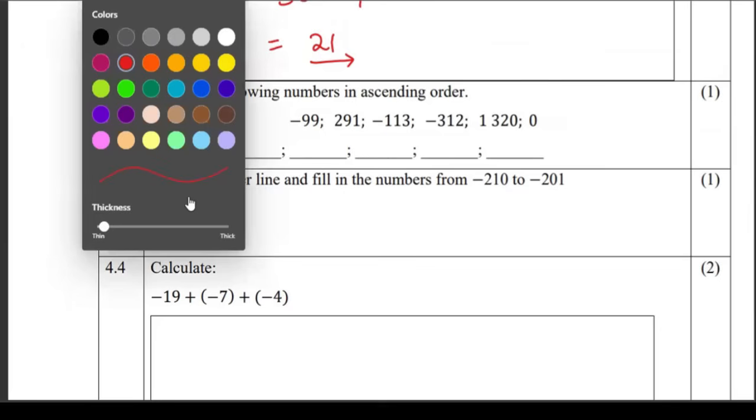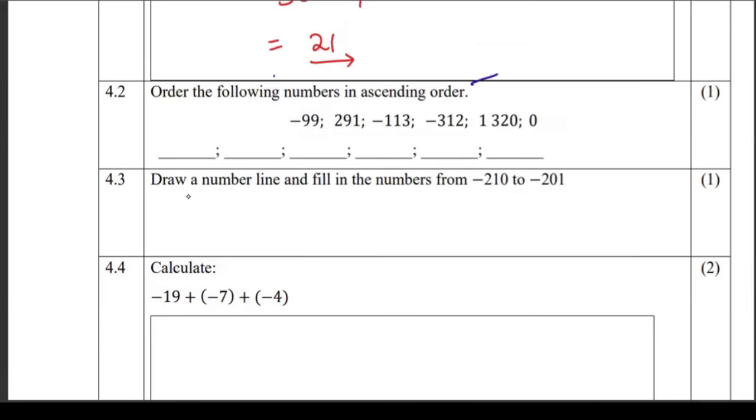Then order the following in ascending. So ascending is from smallest to biggest, okay? So smallest to the biggest. Now, negative numbers are always small, very, very small. So which one is the smallest of them all? This is the smallest. The bigger the negative number, the smaller in value it is. It's going to be number 2. It's going to be position 3, position 4, 5, and 6.